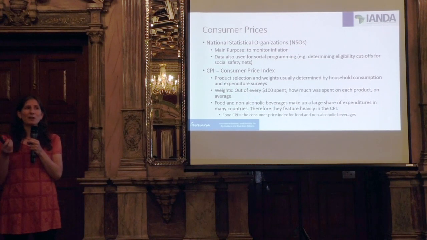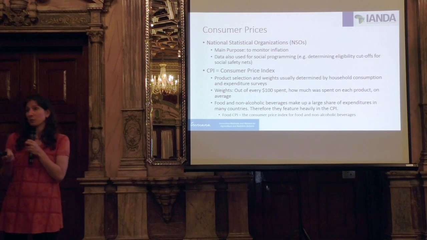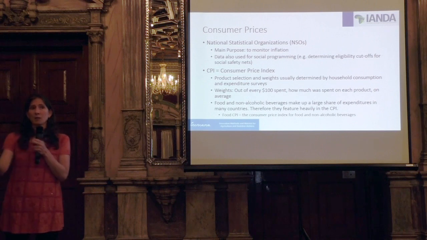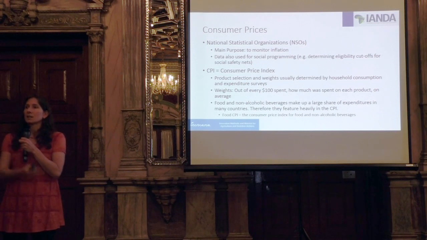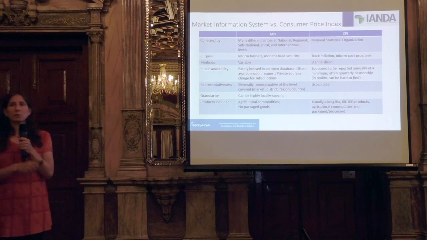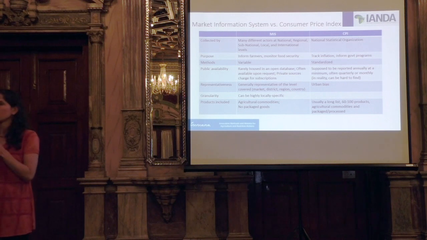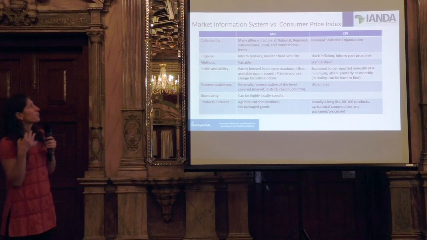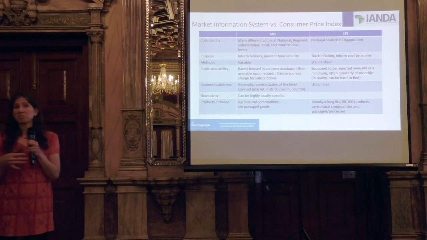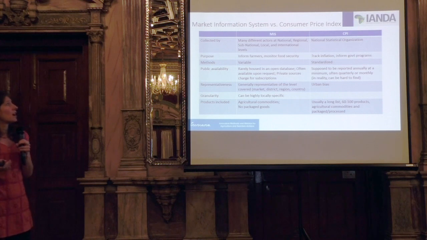So mainly, when you hear food prices, it's one of three things. It's global food prices collected on the ocean of very few commodities. It's market information system information, so agricultural commodities collected in markets around the country, or it's the food consumer price index. And here are a couple of the differences between the two that we focused on in IANDA. Market information systems are collected by many different actors at national, regional, subnational, local, and international levels. They don't necessarily collaborate. There are all these different systems. And then the National Statistical Organization collects the consumer price index.